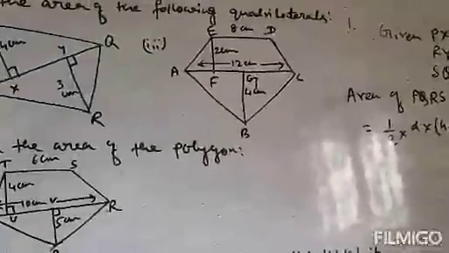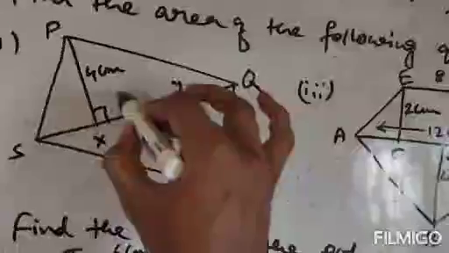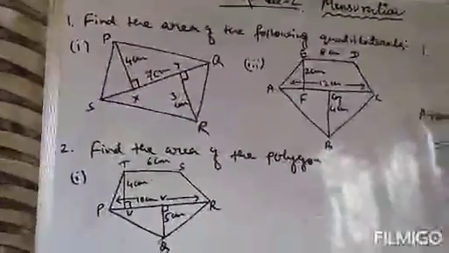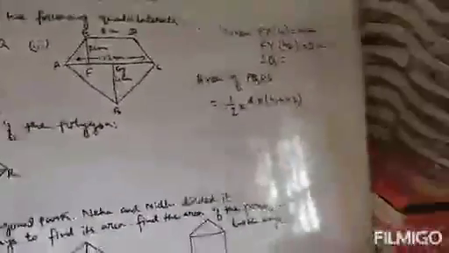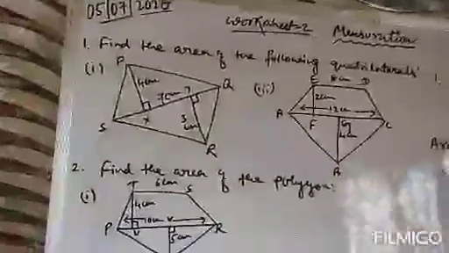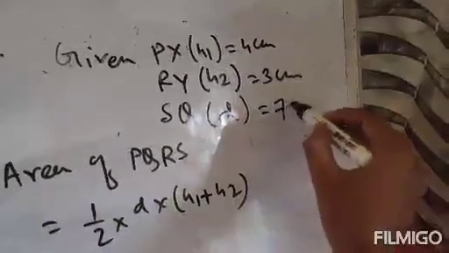Now SQ is not given, but SQ should be given because that is the diagonal. Without knowing the value of SQ, we cannot find the area. If we don't know the length of the diagonal, we cannot find its area. So let us consider SQ to be 7 centimeter. SQ is the diagonal, so let it be represented by D, which is 7 centimeter. Clear?